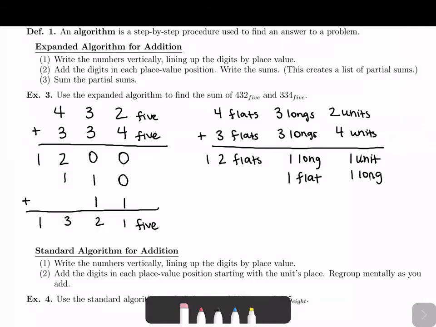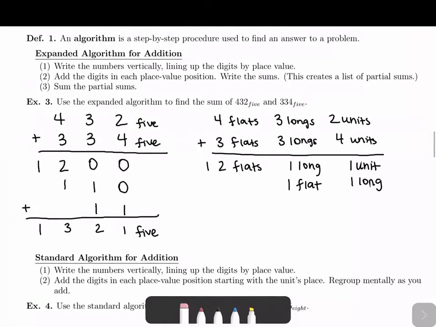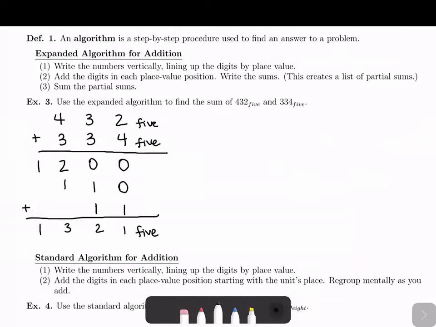Yeah. So we have these ways to do it. I'm going to go ahead and erase this one over here.